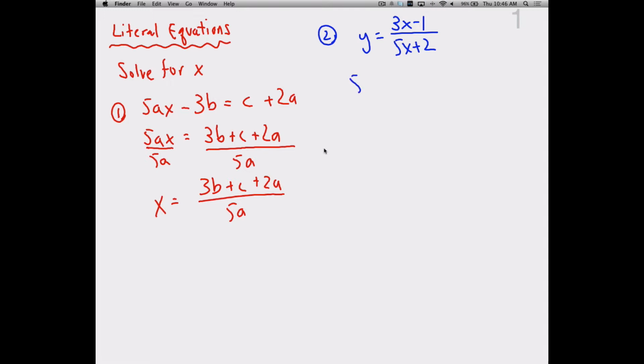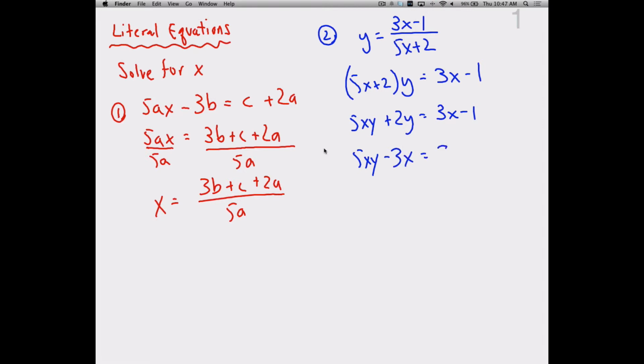I like it. Thank goodness Emily's here. You want to keep going, Emily? You distribute y to 5x plus 2. Then you bring 2y to the other side and 3x to the other side. And then you... Come on. You're almost there. Divide by -3.